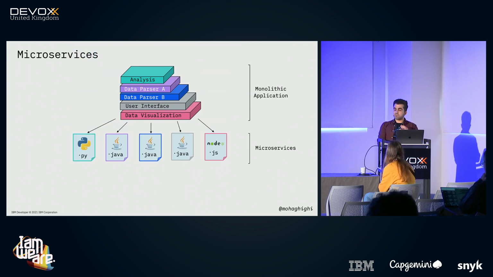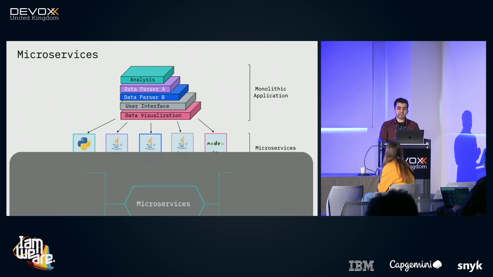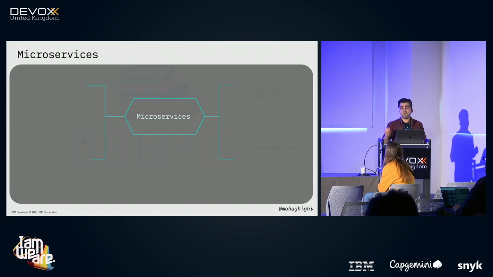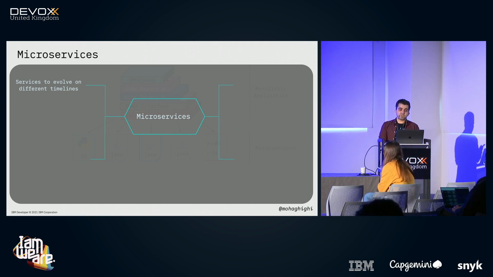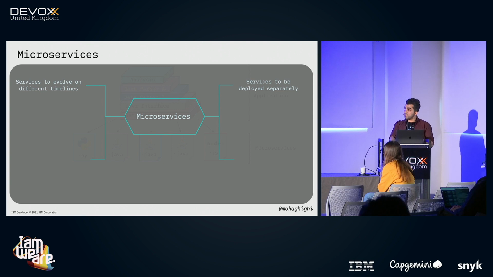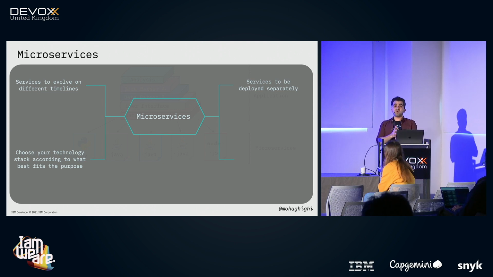With microservices, you break it down, and once you do, you can use different languages and different technologies, so your microservices are completely independent from each other. And then you containerize them, which I'm going to show you later. But here are the top advantages of microservices. Your services can evolve on different timelines. Your services can be deployed separately. You can choose your technology stack according to what best fits the purpose, so you don't have to stick to a single programming language or a single platform or framework. And you can scale your individual services dynamically at runtime.